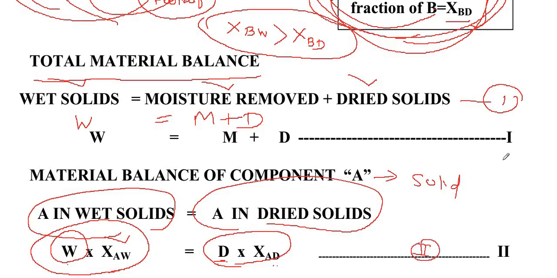So these two equations we are going to use to calculate unknown parameters of this particular operation. Okay, with this I stop here.